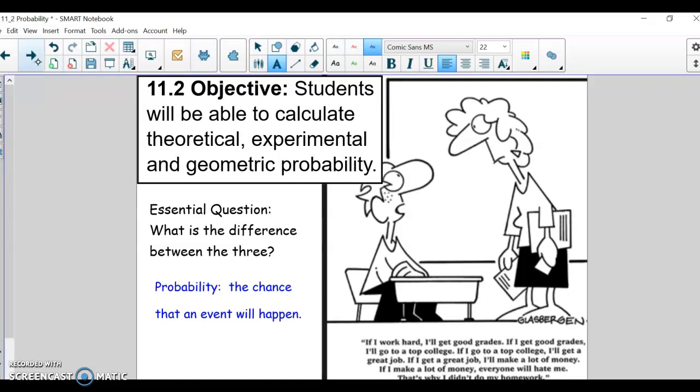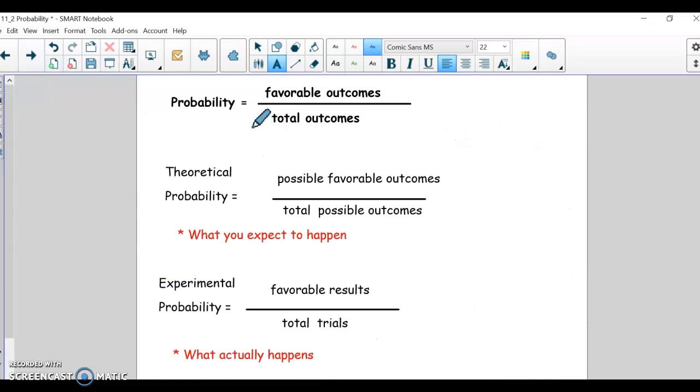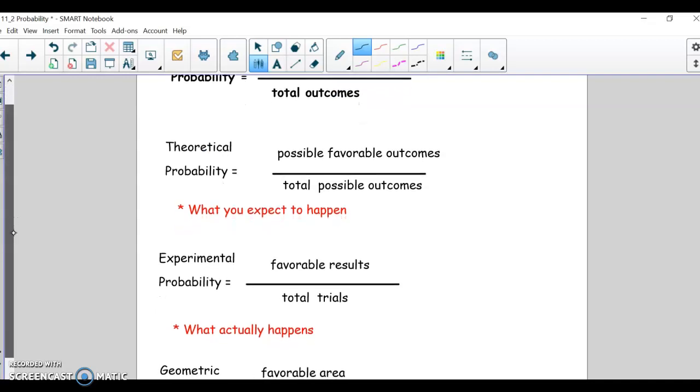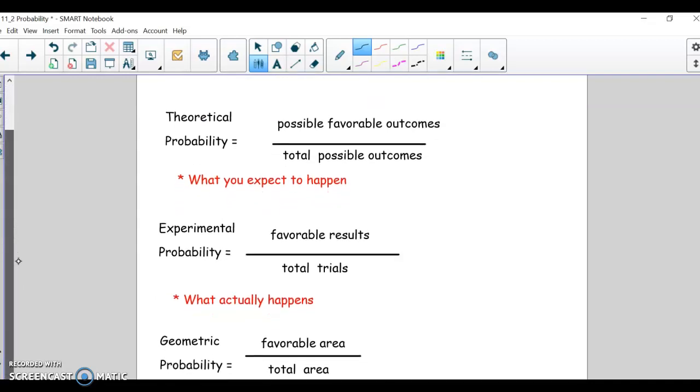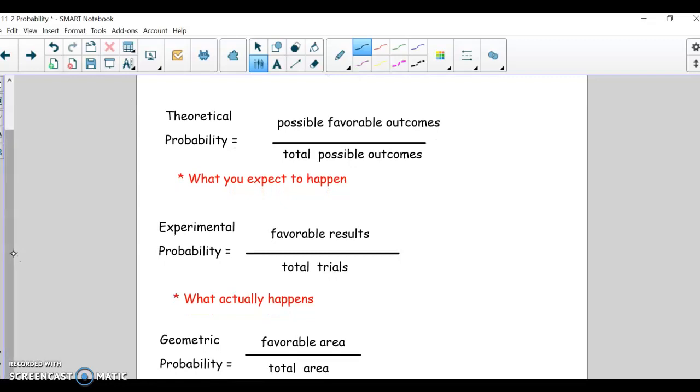So on the next slide, we had our definition on the previous page, but how you actually calculate the probability is you just take the favorable outcomes divided by the total outcomes. All right, that's your probability. And then some other more specific types are theoretical, what you expect to happen, and experimental, what actually happens.